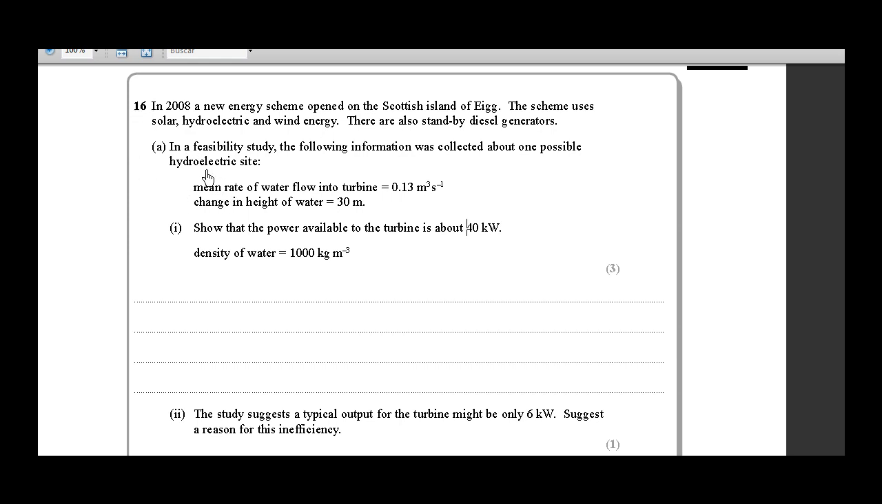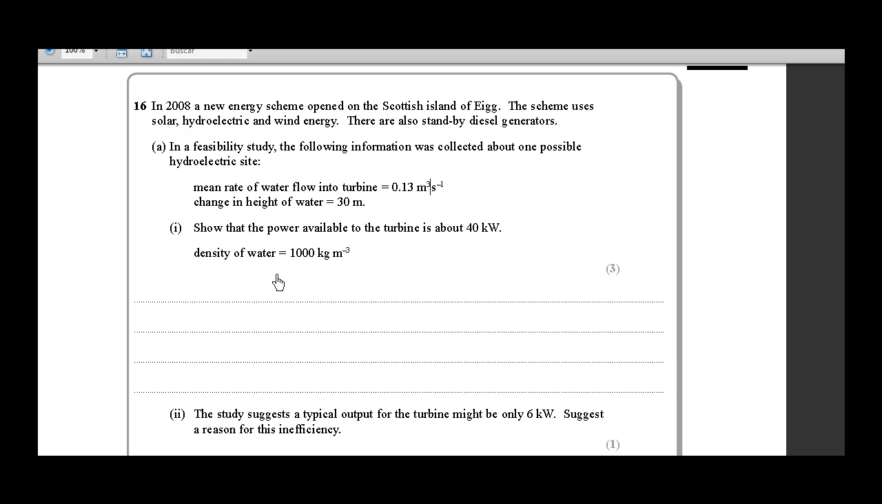It says the mean rate of water flow into the turbine is that much, meters cubed per second, so that's a quantity of volume per second, right? Meters cubed per second. So if we knew the density, we could know how much mass is going in there, for example. Okay, so that's a volume per second, and then it says the change in the height of water was 30 meters. Okay, the first part says show that the power available to the turbine is about 40 kilowatts.